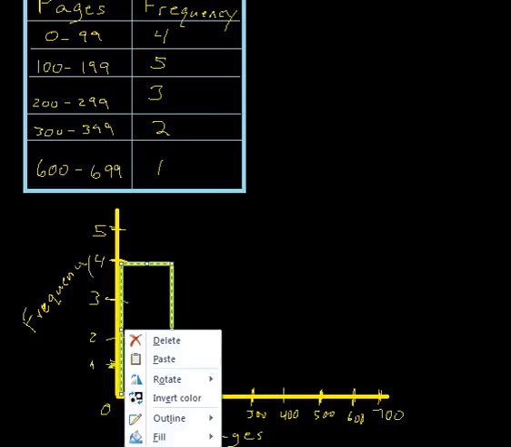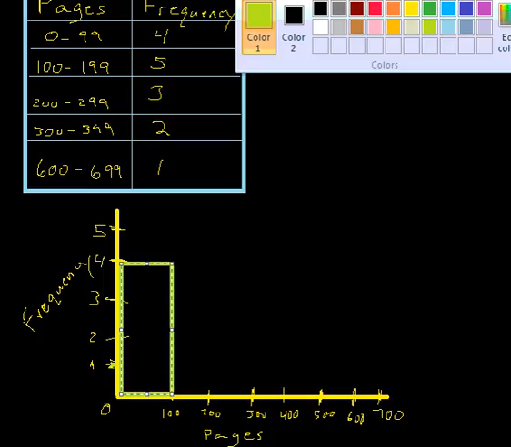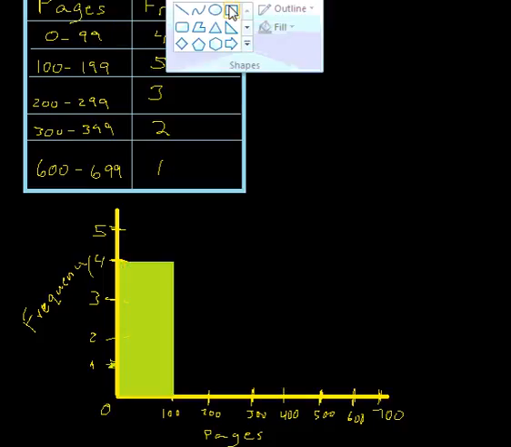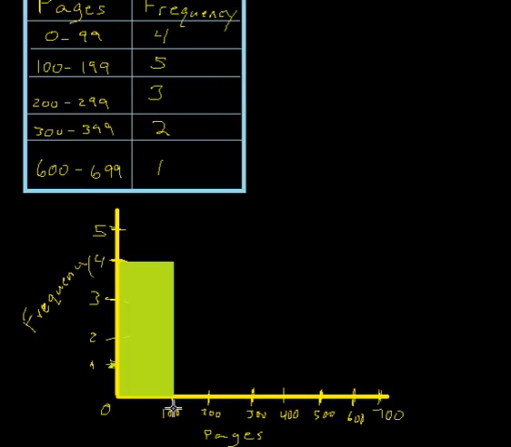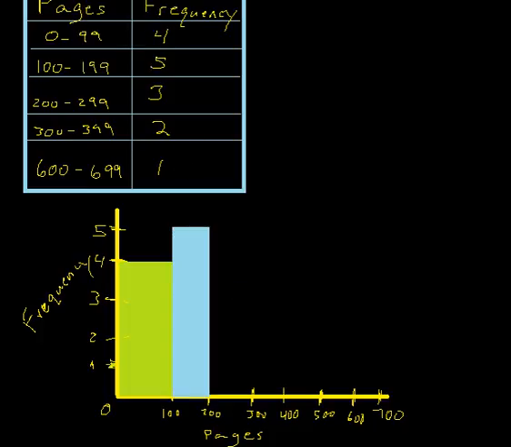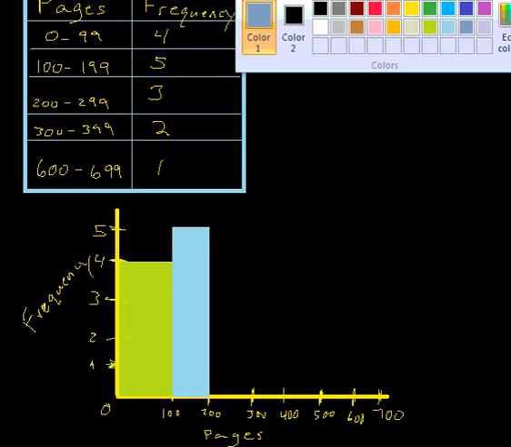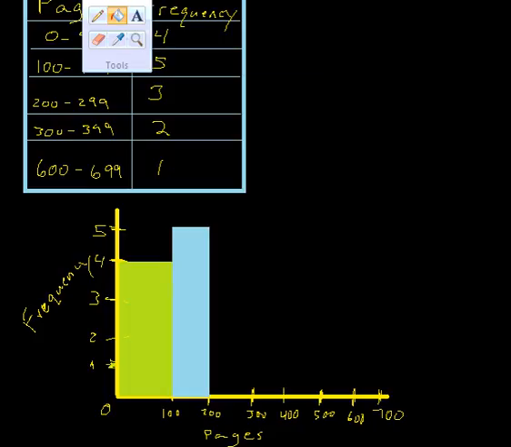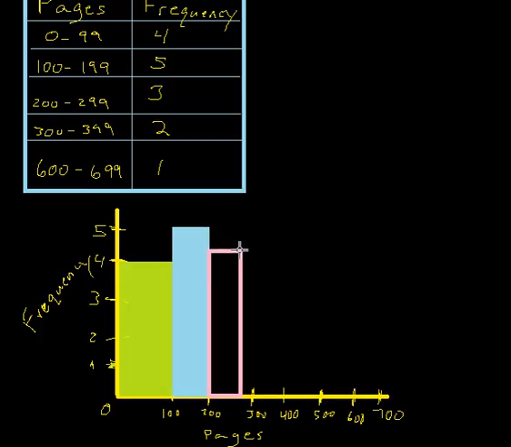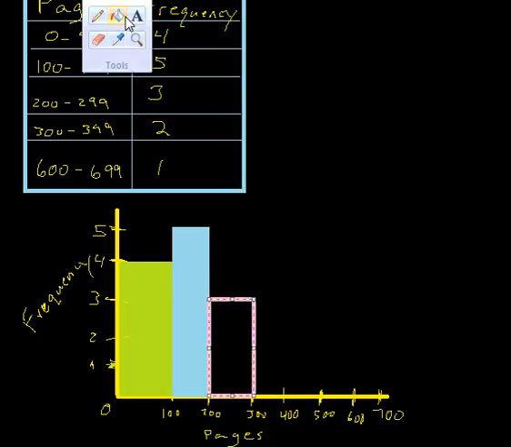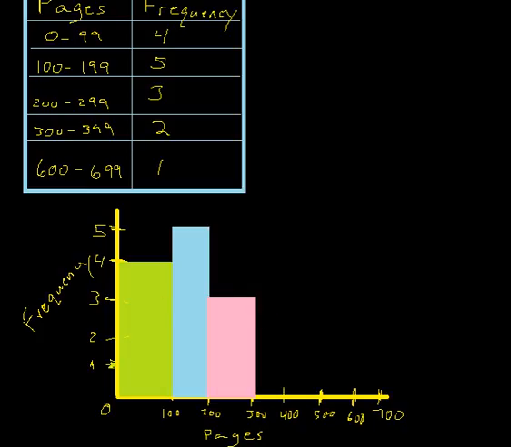Cool. So now I got my next shape. Get a new color out too. Let me just fill that in real quick. My next shape, new color. And this value between 100 to 200 pages was 5. All right, and between 200 and 300 pages, the frequency was 3.